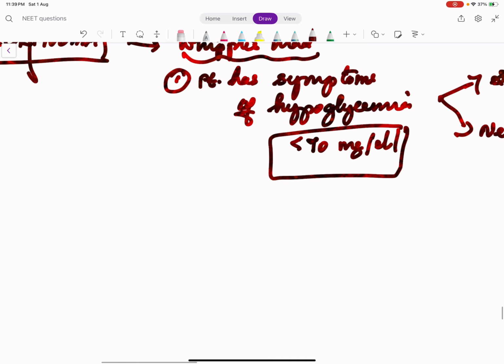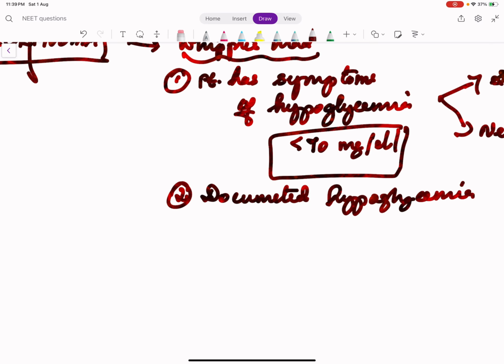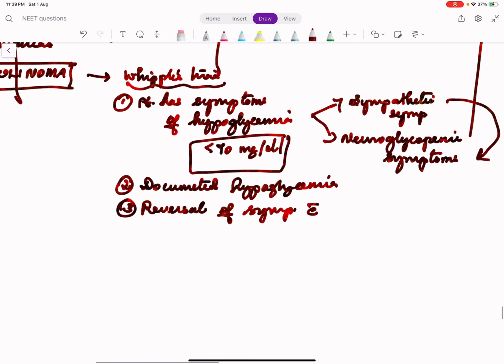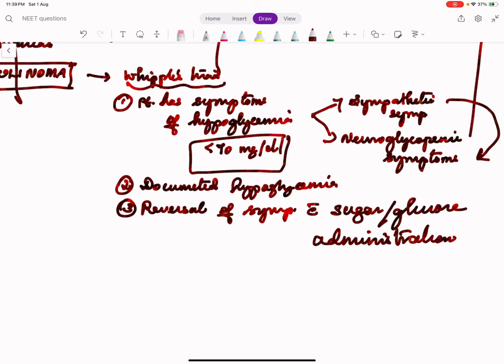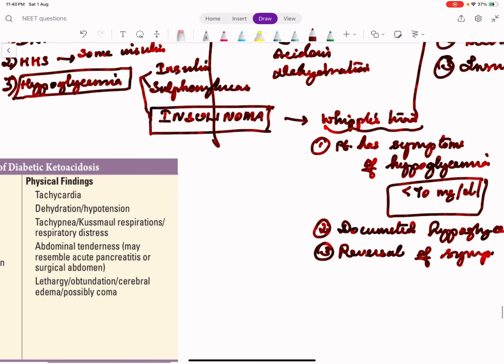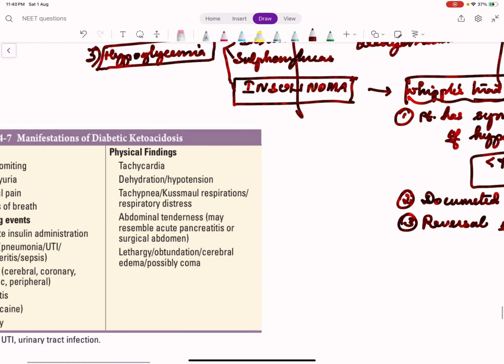So one is the patient has symptoms of hypoglycemia, then there should be documented hypoglycemia. That is the level which I told you. Third, there should be reversal of symptoms with sugar or glucose administration. Only if these three are there, they call it Whipple's triad. This is just for discussion's sake. Whipple's triad, insulinoma. Okay.